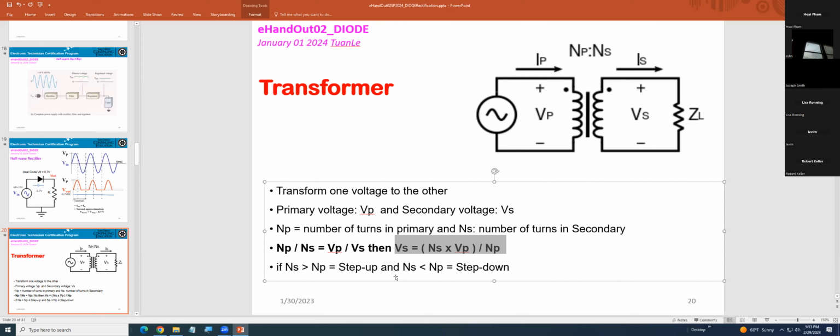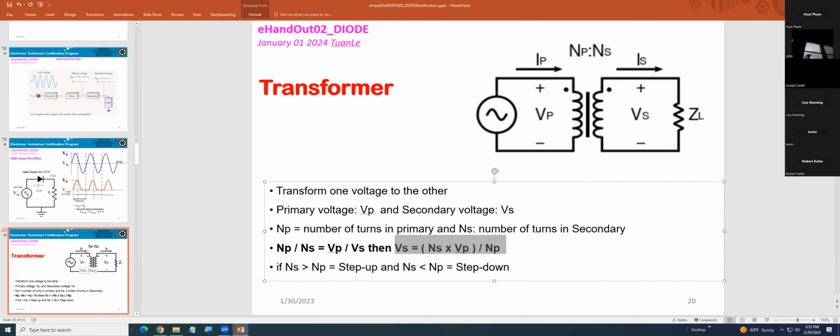I'll give you an example. If you apply a voltage here of 120 volts, and the output VS secondary is 400 volts, that's what they call a step up. Okay, if you get a VP of 240 volts and the output here you get 120, that will be step down. Okay, depending on NS greater than NP, or NS less than NP.